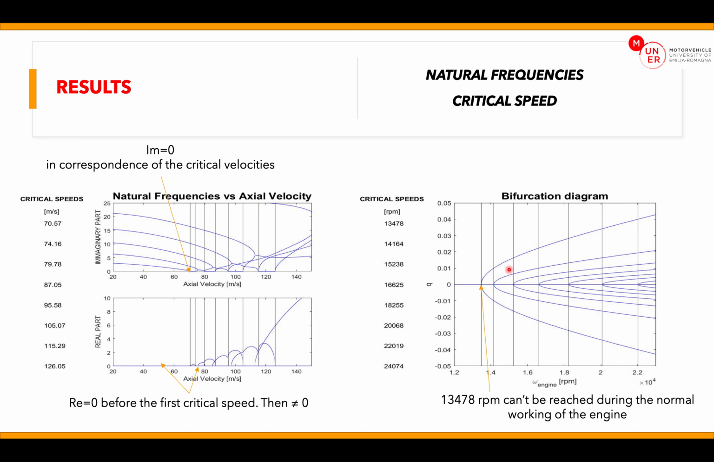Instability occurs after the first critical speed, which is at 13,500 rpm. It's a value that cannot be reached during the normal working of the engine.